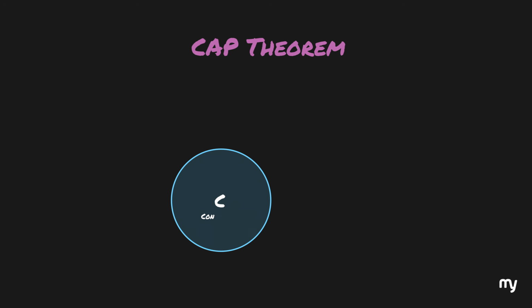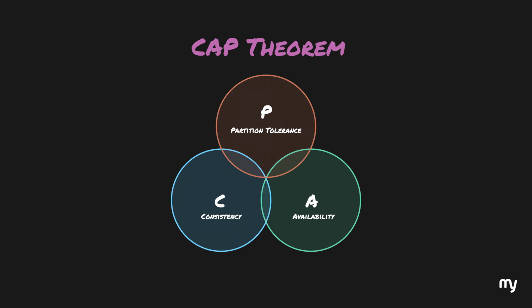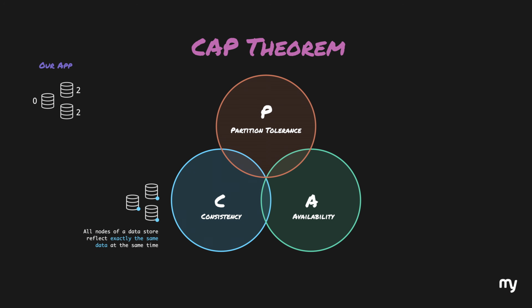CAP stands for consistency, availability, and partition tolerance. Consistency means that all nodes of the data store reflect exactly the same data at the same time. In our case, we had different values of inventory in different nodes. Therefore, we can safely say that our database cluster is not consistent.